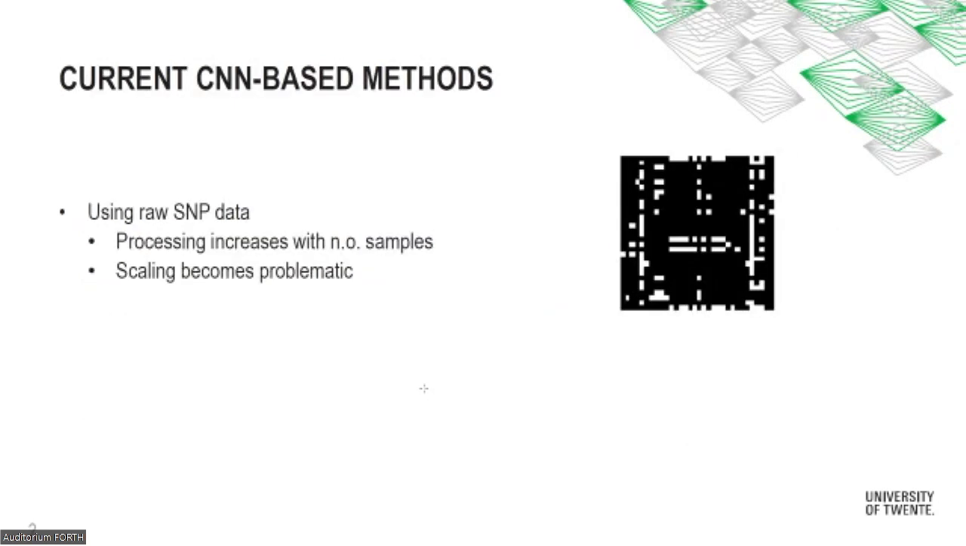So some methods that are being used to implement CNN classification for selective sweeps, as Hansin said, is using raw SNP data. But an issue with using raw SNP data is that the processing power required to process all of this data increases as we increase the number of samples that we add to our data set. So the scaling with this kind of data becomes problematic.